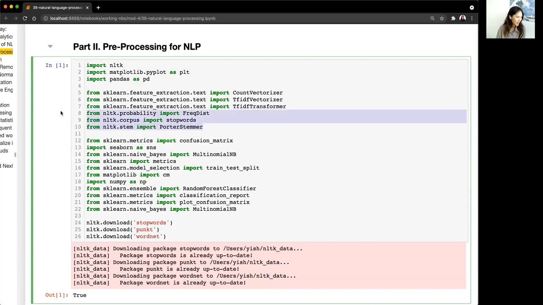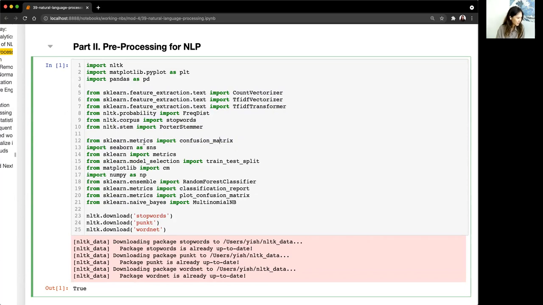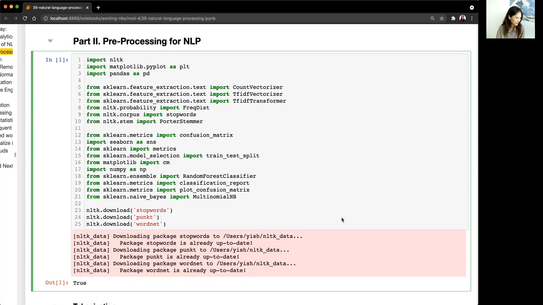From NLTK, we have all of these, and we'll see each one of them in a little bit. But scikit-learn also has text pre-processing libraries. Within feature extraction, there's text, and you'll see these. We actually kind of saw this when we talked about naive Bayes. I'm going to go more into it today. And then these are things that we've seen before: our confusion matrix, our metrics, Seaborn, NumPy. This seems redundant and super out of order, I don't know why, but these are things that we've seen before.